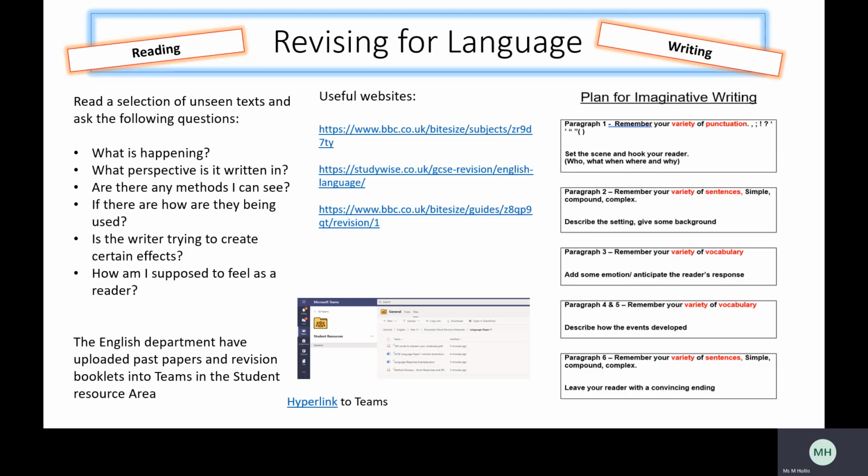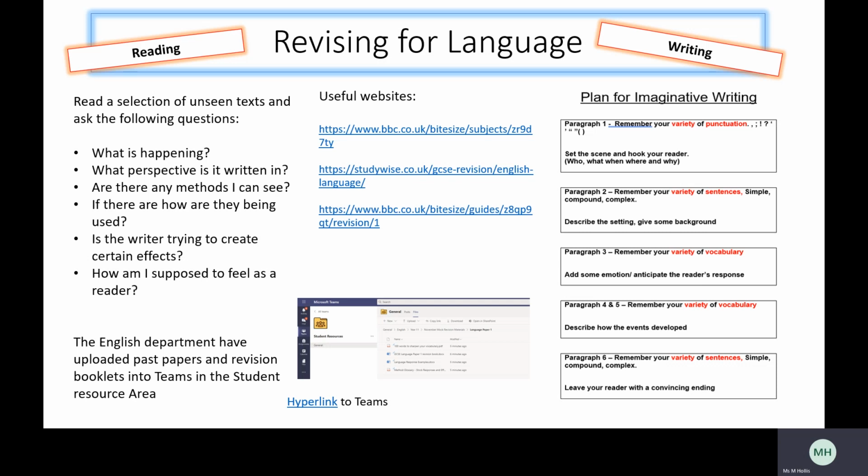So how can we help students revise for English language? Well, remember it's divided into two sections, reading and writing. For the reading section, what we advise students to do is pick up a text, read it, and ask the following questions. What's happening in the text? What perspective is it written in? Is it first or third person? Are there any methods that the writer uses? And by methods, we mean language devices like adjectives or adverbs, nouns, effective verbs, things like pathetic fallacy, how the weather sets the tone. All of these different things can create meaning, and this is what students need to be looking out for when they're reading their unseen texts.